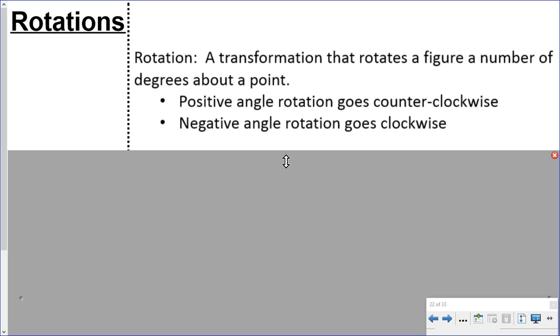A positive angle rotation means you're rotating counterclockwise. And I know that sounds like it should be the other way around, but it's not. And this is related to how we count quadrants. Remember, we start with the top right quadrant, and that's number 1, and then number 2 is to the left of it. So we go counterclockwise that way. It's related to that. Negative angle rotation means you go clockwise.